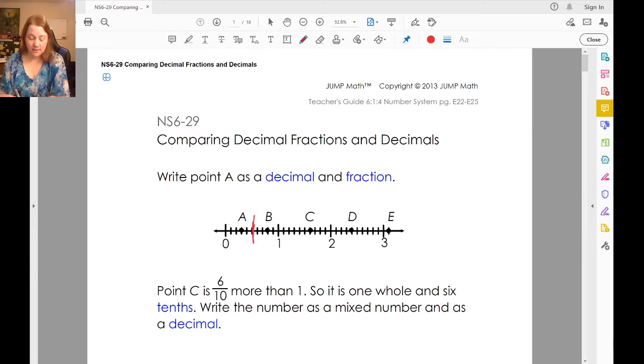And what that means is that A, if this is broken into tenths, 0 is 0 tenths, 1 tenth, 2 tenths, that would be 3 tenths, or 0.3. Point C, if we look at that, is 6 tenths more than 1, which means we made it 1 whole and 6 tenths, which would be 1 and 6 tenths, or 1.6.